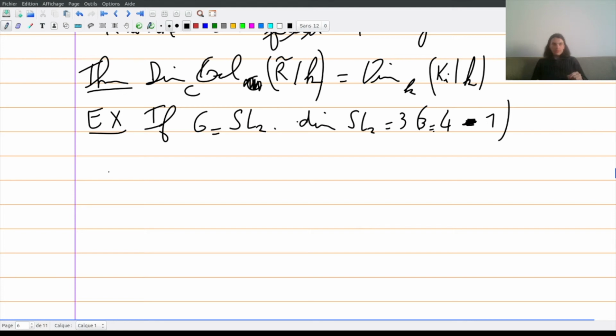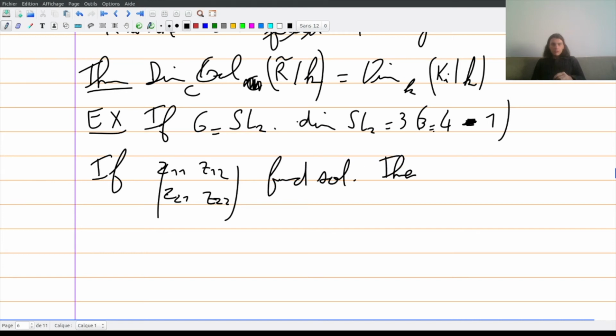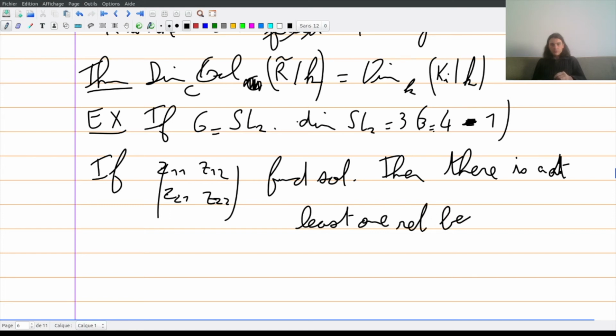And so it means that if you have a fundamental solution, then there is at least one relation between the z_ij.